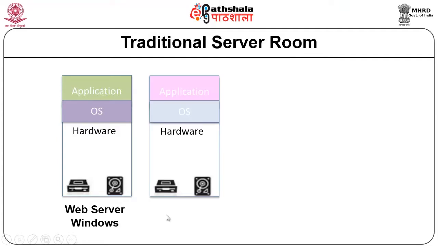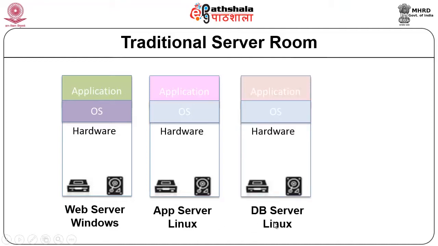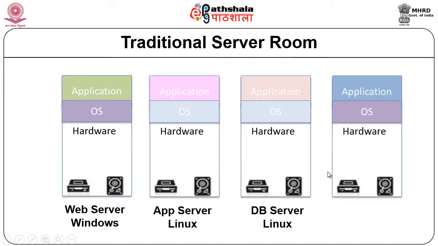We want to run another application, which is the app server. Then we have another physical machine, and we run the Linux operating system and the app server. A third machine will run the database server, perhaps on Linux. A fourth machine will run the email server, and it will be running on Windows.